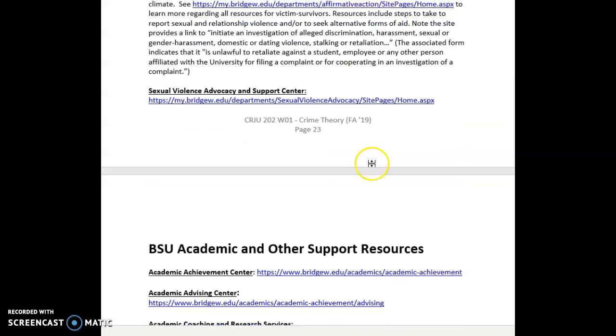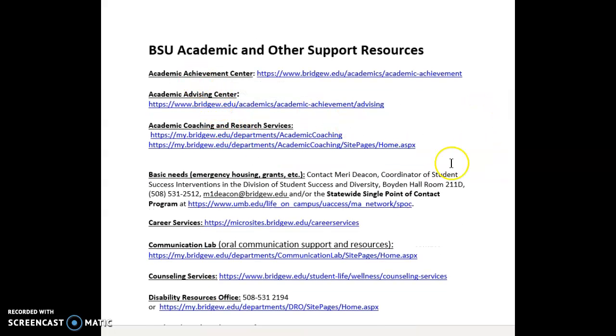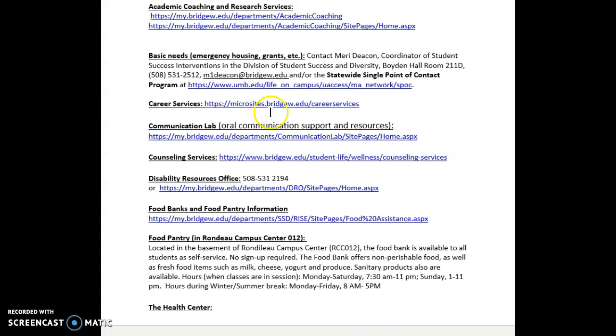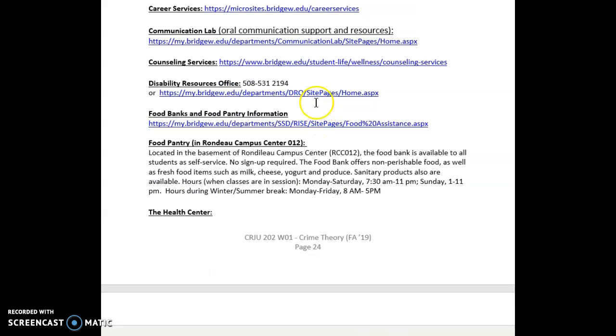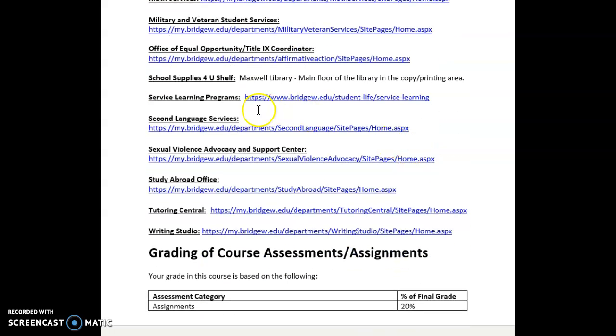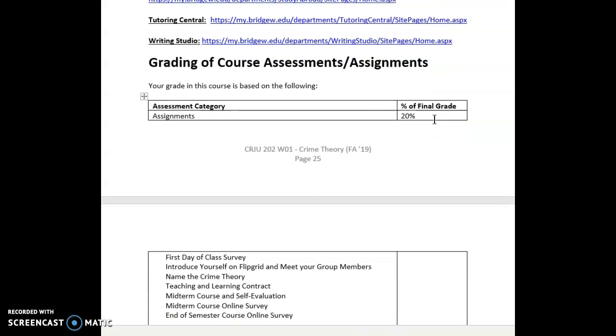Title IX and sexual violence, the Sexual Advocacy and Support Center. Academic resources, the Academic Achievement Center, advising, basic needs, career services. They're all here. They're listed alphabetically. Please, these are services that are here to help you, and I hope that you'll make use of them. You may not even realize it, but there's free school supplies in the school supplies for you shelf located in the library. So tutoring is also available. The writing studio is also available free of charge.